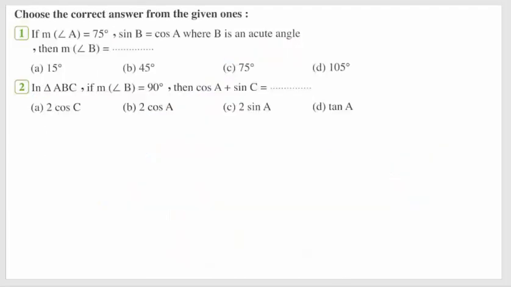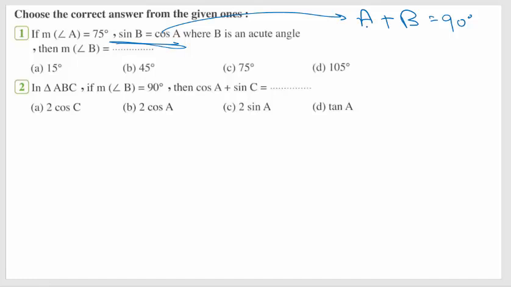Okay, let's move to the next part. Another question, a very important one. These two ideas are very important for me, so let's solve again on them. The measure of angle A equals 75. Sine B equals cosine A. Again, I'm saying sine B equals cosine A. Then I got it: A plus B equals 90 degrees. They are two complementary angles.